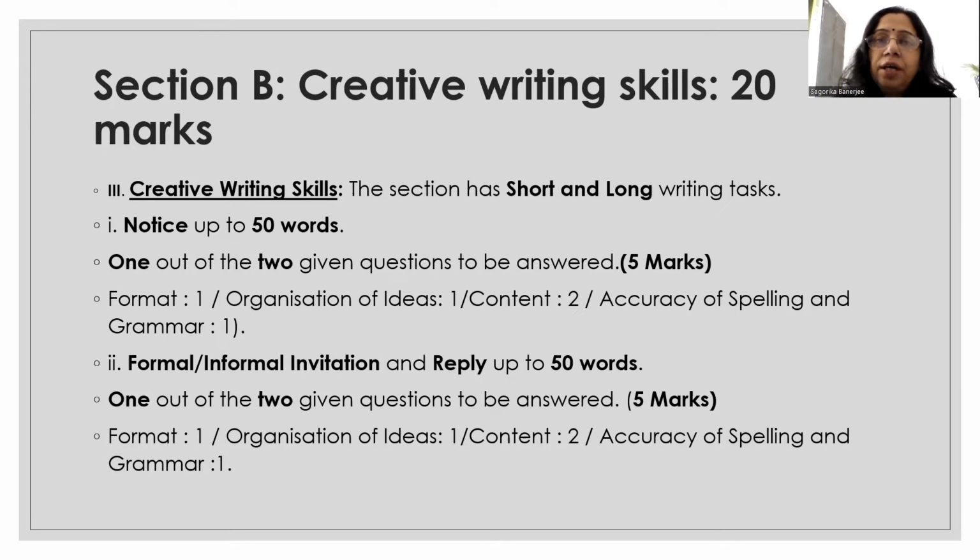Now in this section, as the numbering of the questions continues, this is question number 3, creative writing skill, where the section has short and long writing task questions. So both types of questions will be there in question number 3. But question number 3 will be divided into certain sub-questions. The first one is the notice, which will be up to a 50 word limit. There will be 2 questions, and you have to do only 1. So 1 out of 2 given questions will be answered. And this question will be of 5 marks.